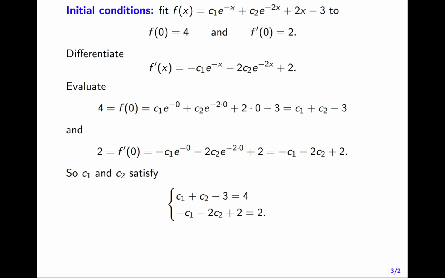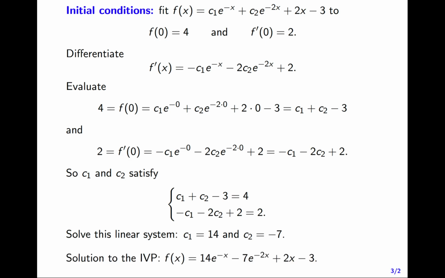And then you have to go forth and solve this. Maybe you do it via direct substitution, or you turn it into a matrix and invert the matrix, whatever works for you. Again, on exams, on timed things, the arithmetic will be easy. You get c1 equals 14 and c2 equals minus 7. So our solution to the initial value problem is f of x equals 14 e to the minus x minus 7 e to the minus 2x plus 2x minus 3.